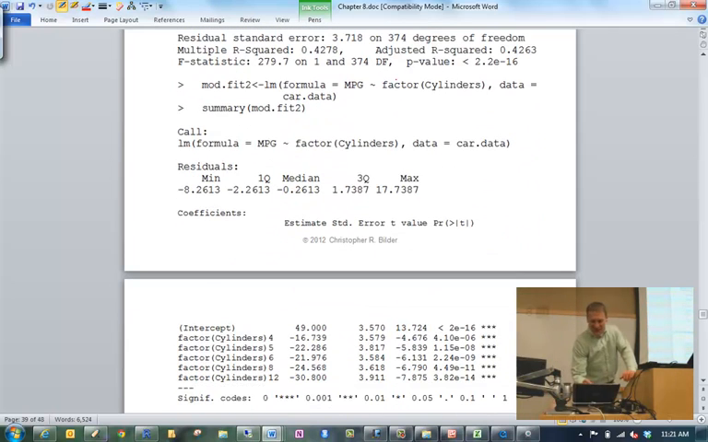So let's actually use the factor here with cylinders. Now, in the data set, there happens to be 3-cylinder, 4-cylinder, 5-cylinder, 6-cylinder, 8-cylinder, and 12-cylinder cars. Wow.